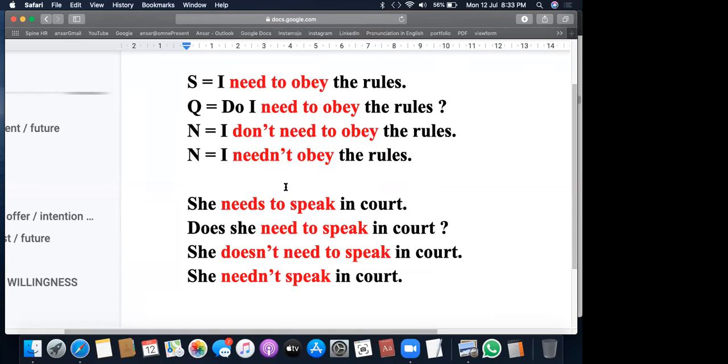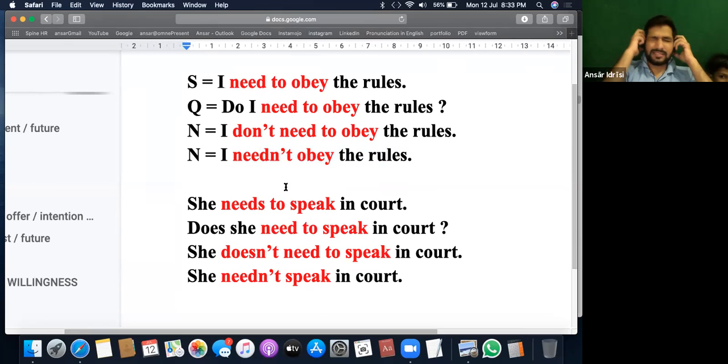I need to ensure. Do I need to ensure? I don't need to ensure. Very good. Next. I need to drive. Do I need to drive? I don't need to drive. Drive. Next.